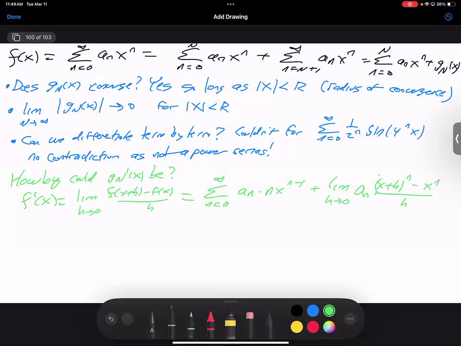I'm saying here that the limit of the difference is the difference of the limits. So if you don't like that, I could say it's the limit as h goes to 0 of gn of x plus h minus gn of x over h. And what do we want to show that that limit equals?